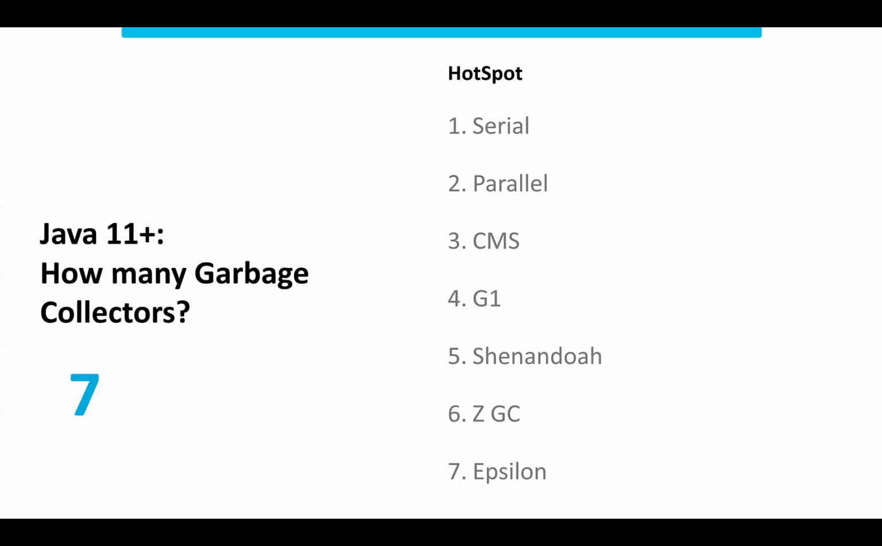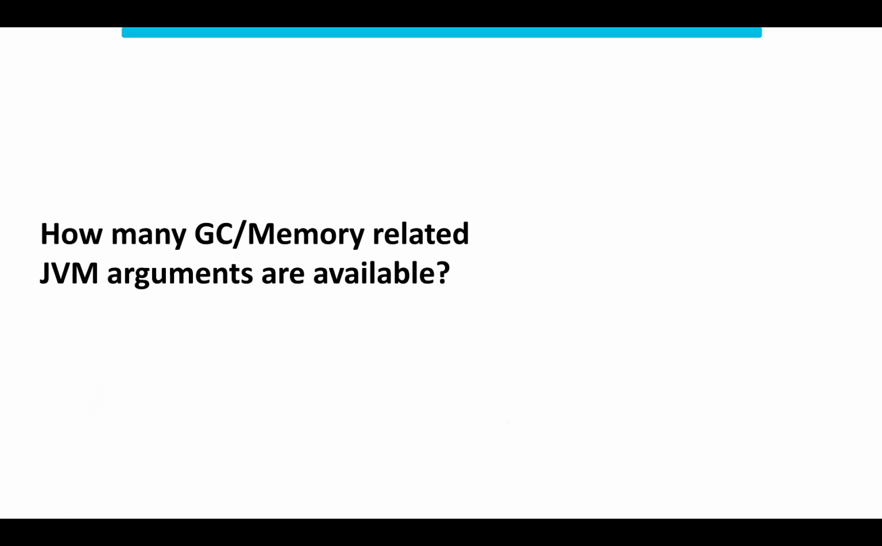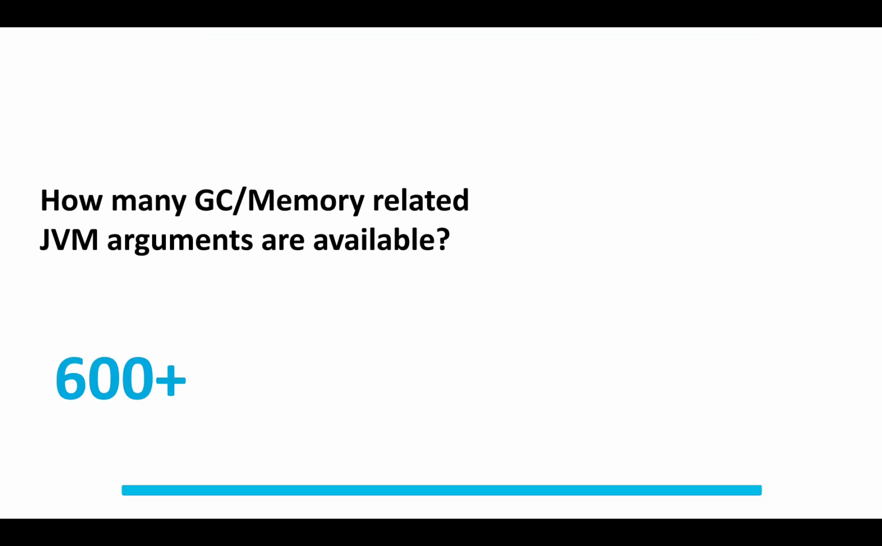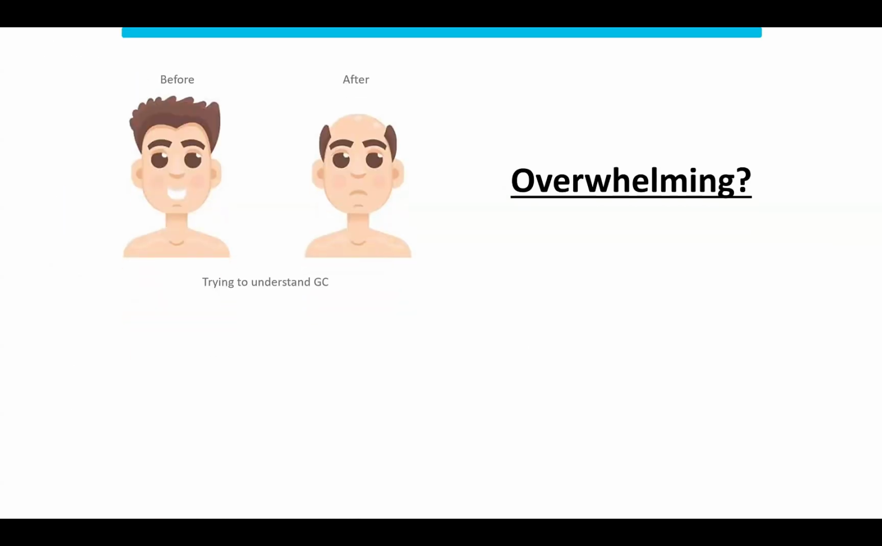And friends, do you know how many GC and memory related JVM arguments you can pass to your application? Anyone want to take a guess? Actually, there are 600 plus arguments, right? See, friends, this can be a little bit overwhelming for anyone. There are 7 algorithms just on OpenJDK. If you take Azul, OpenJ9, those JVMs have their own algorithms. And we have 600 plus GC arguments. So it can be overwhelming and intimidating for a lot of developers.